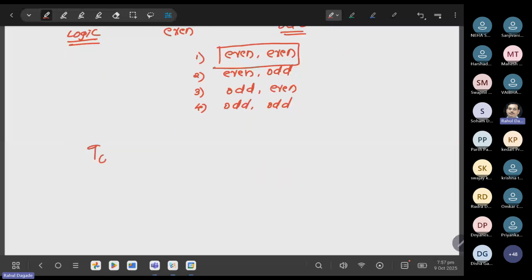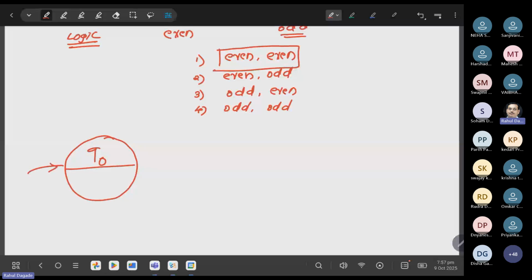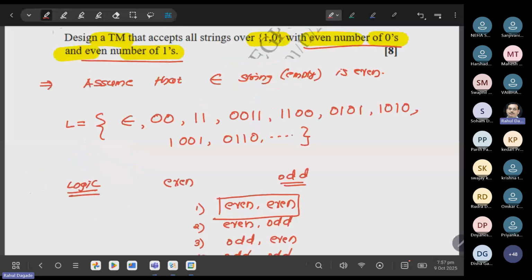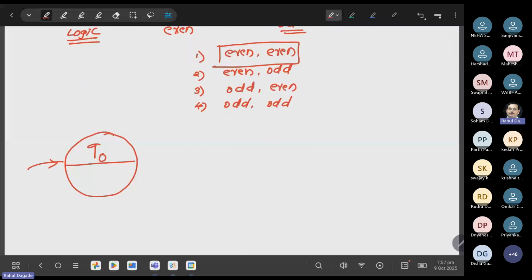So Q0 is the initial state. So in this state, right now we have nothing, null. And we have assumed that when nothing is there, null, string, empty, then it is even. So here nothing is there. So in this case, 0 is also even and 1 is also even.